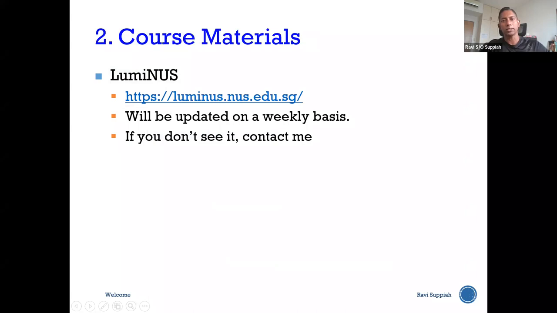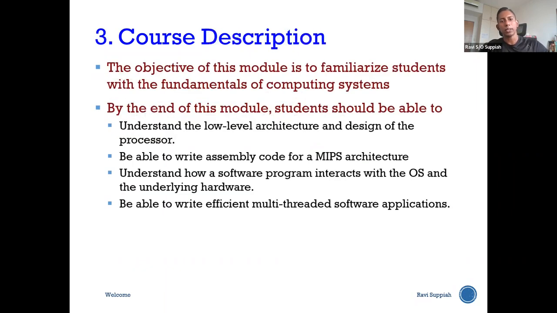All the course materials are on Luminus. Everything will be uploaded on a weekly basis. This is just to make sure you don't get overloaded with too much material at one time. So I just do it weekly, so it's easier for you to manage. The objective of this module has two parts. This module 2401 is a combination of two different modules at the undergraduate level. This first part is what we call the module of computer architecture.